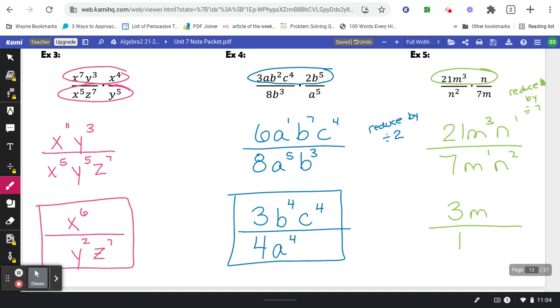More m's in the numerator by 2. More n's in the denominator by 1. And one thing I do want to point out, if you have an extra number in front like this 1 down here, you could get rid of that as well as that 1 right there. So you don't have to, but know that you'll most likely see it written like that.